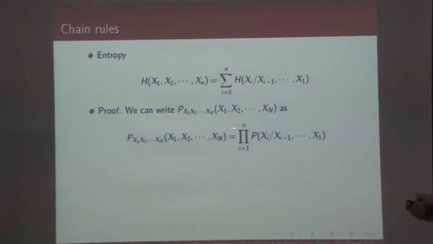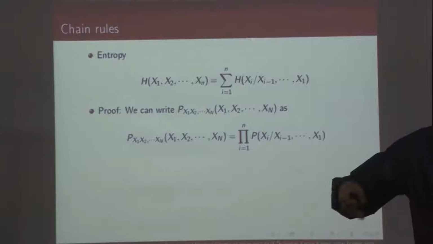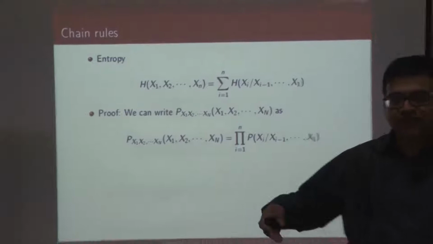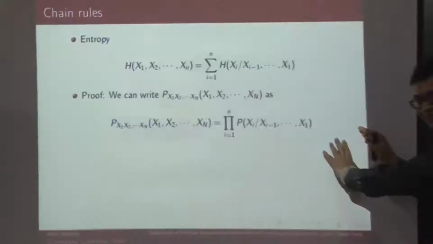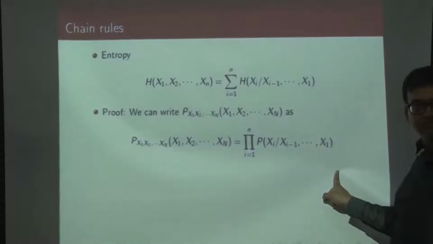I can write the joint probabilities in terms of these conditional probabilities, right? I can write p of x1, x2 as p of x2 given x1 times p of x1. I can write p of x1, x2, x3 as p of x1 times p of x2 given x1 times p of x3 given x1, x2. Okay. So I just use this, and in the definition of entropy, wherever they ask for this I will substitute this, and I will get an expression in terms of this.